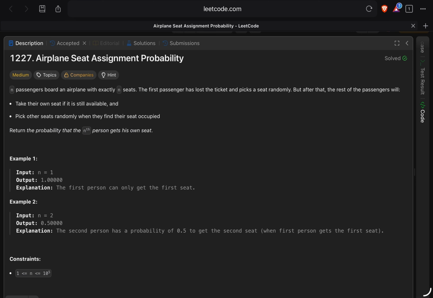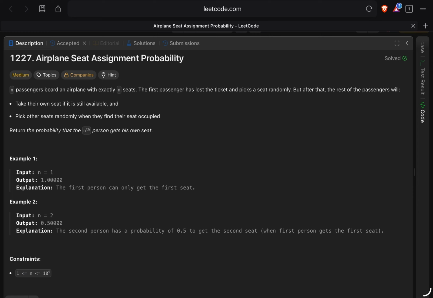So yeah, the problem statement is fairly simple. There are n seats and n passengers. They come one by one. The first passenger doesn't have his ticket, so obviously he doesn't know which seat to sit on. So he is going to choose a random seat among 1 to n and then he will sit over there. But after that, every person, the second, third, and so on, when they come, they know which seat to sit on. So in case that seat is not occupied, they will sit on their own seat. But if that seat is occupied, they will choose some random seat.